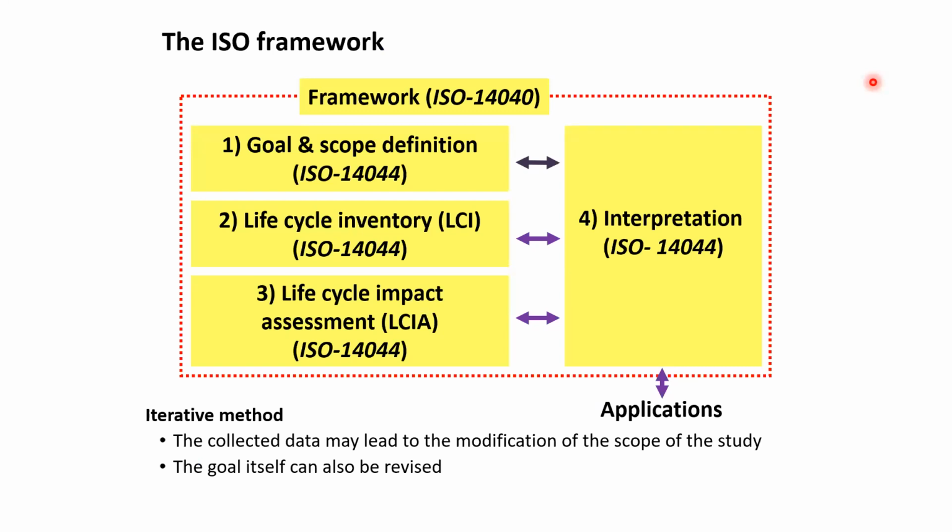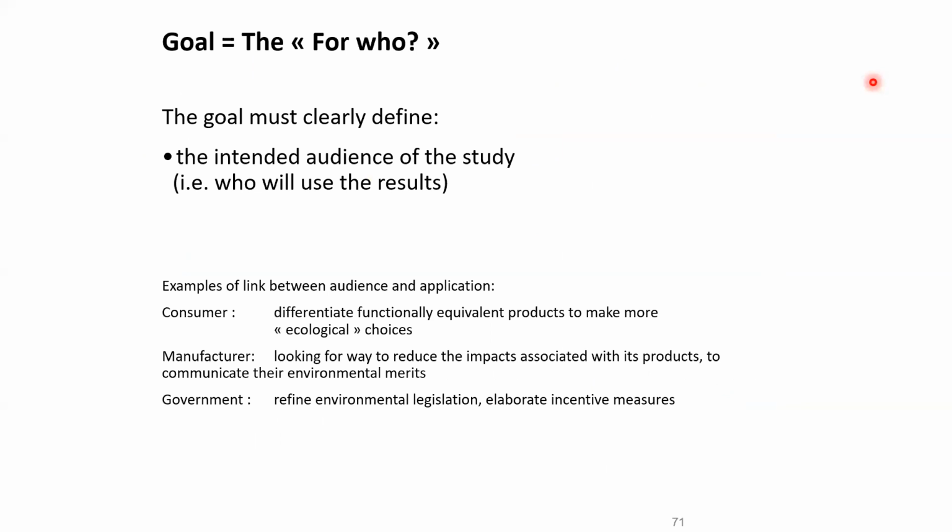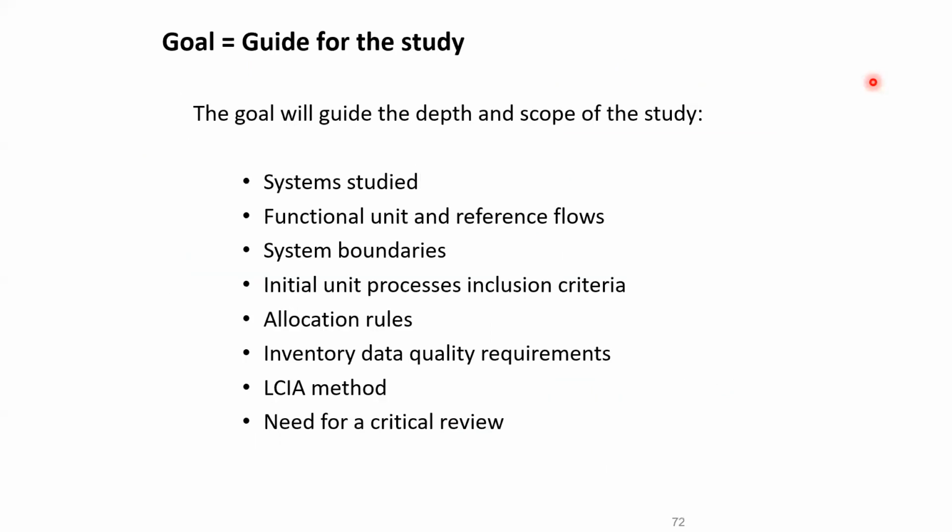So in terms of the ISO framework we talked about earlier: goal and scope definition, life cycle inventory, life cycle impact assessment, and interpretation. This is a quick summary of the different things we just talked about. Goal is: what is the objective? What is the reason for doing it? The goal must clearly define the intended audience. What are the systems to be included?